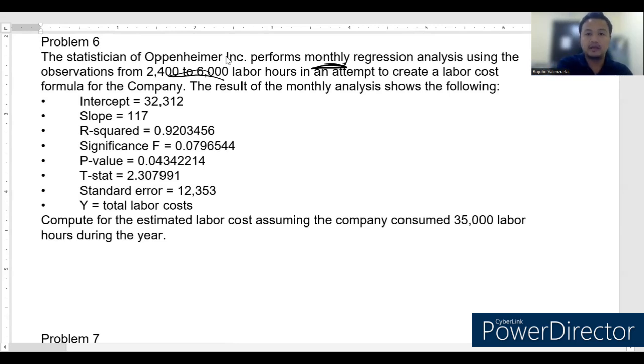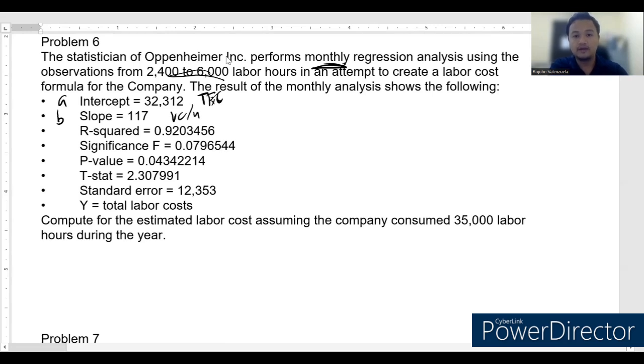So, ito yung lumabas na regression analysis, no? You have your intercept 32,312, your slope is 117, R squared, significance F, p-value, t-stat, standard error, y equals total labor cost. Compute for the estimated labor cost assuming the company consumed 35,000 labor hours during the year. O, during the year na yan, ha? Paano natin kukumpitin yan? Ito yung ating data. Yung intercept, that refers to your A. That is your fixed cost, your total fixed cost. Okay? Yung slope mo, that's your B. That's your variable cost per unit.